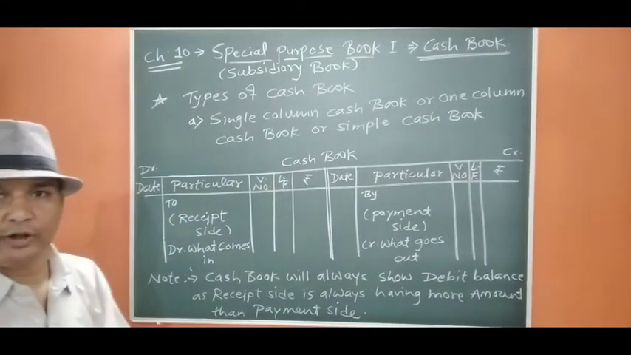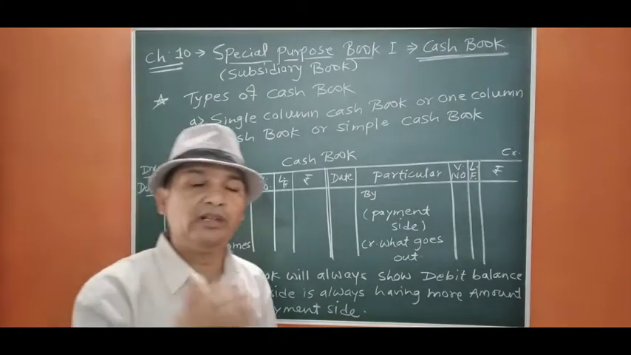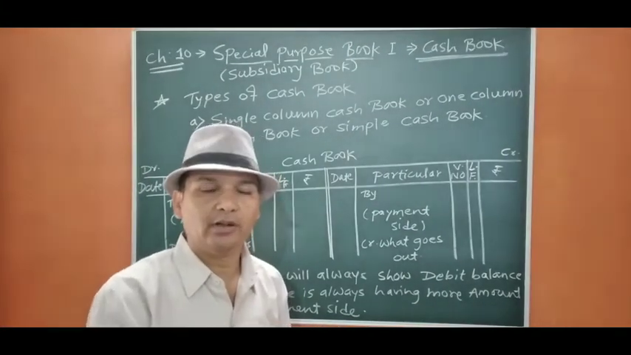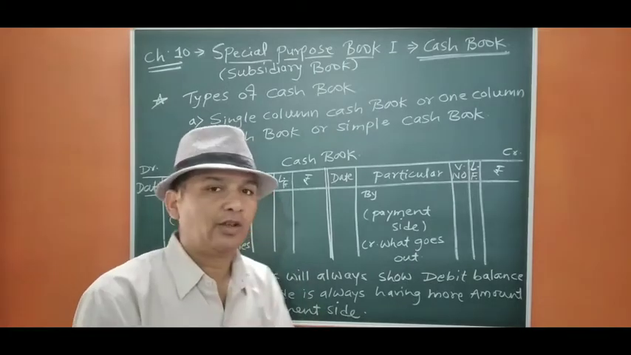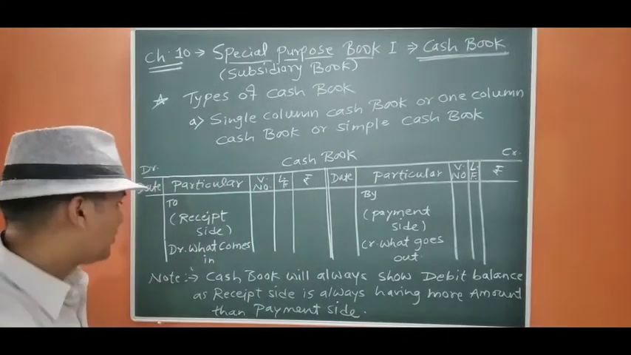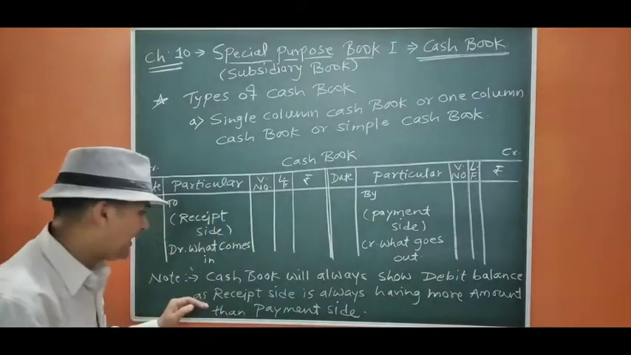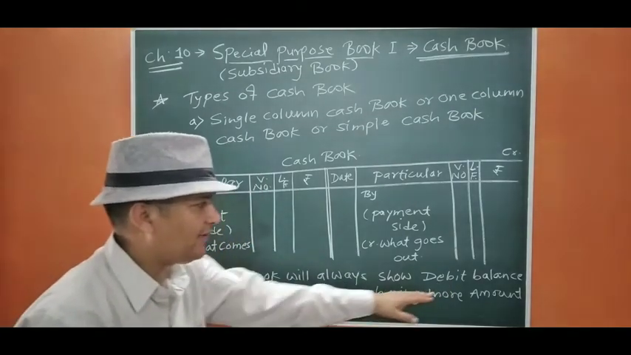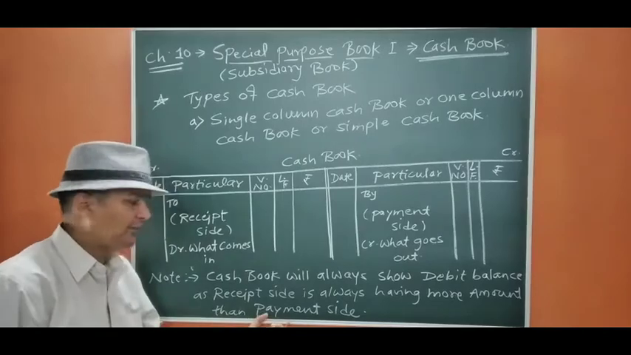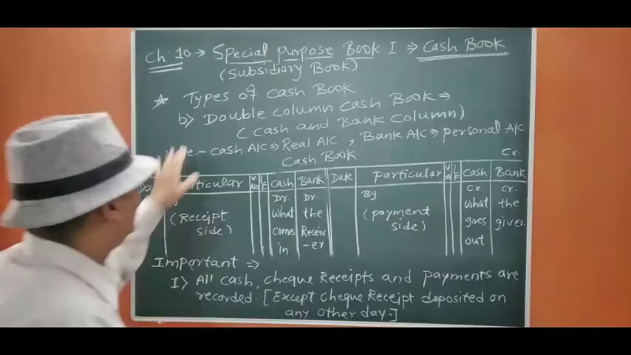If I am having 100 rupees with me, I can spend only 100 or less than that in cash, not more than that. Okay. So the cash book will always show a debit balance, as the receipt side is always having more amount than that of the payment side. Is it okay?